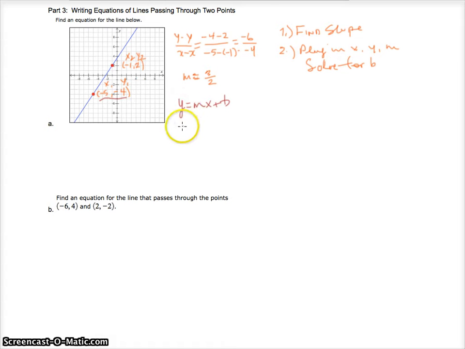So I have negative 4 equals 3/2 times negative 5 plus b. This is going to give me negative 4 equals negative 15 over 2 plus b. I'm going to add 15/2 to both sides.